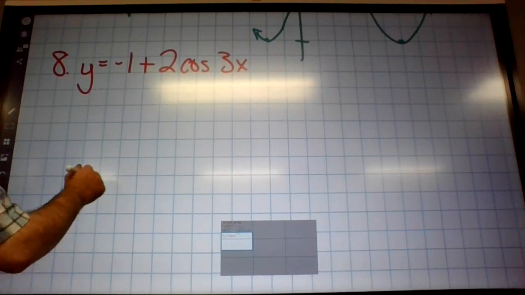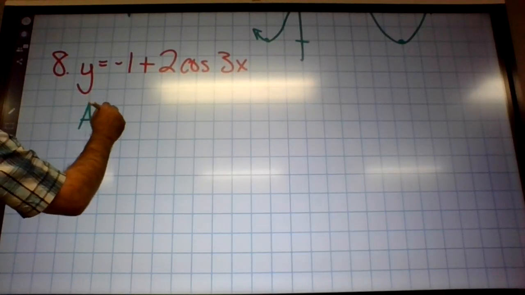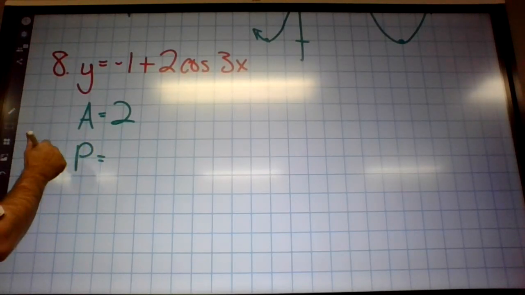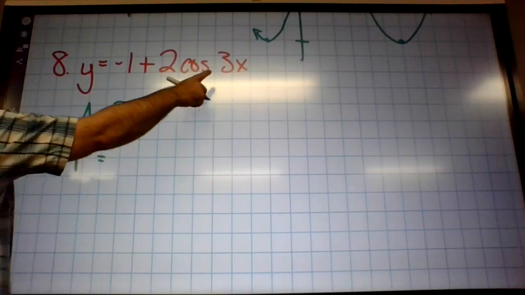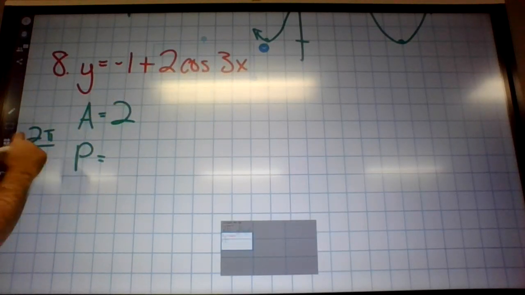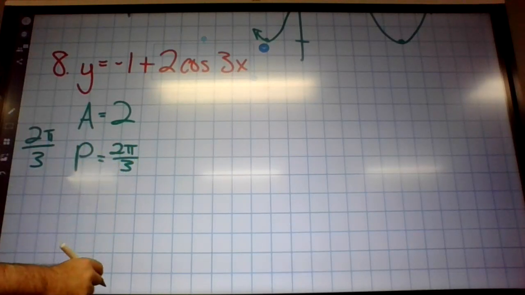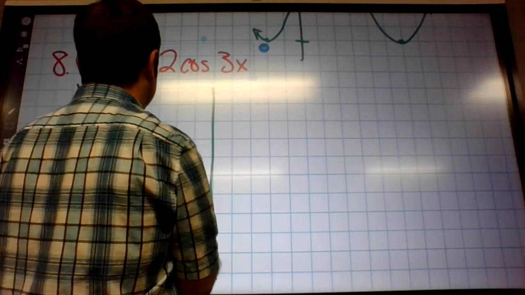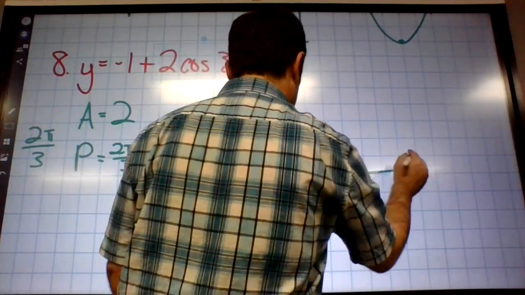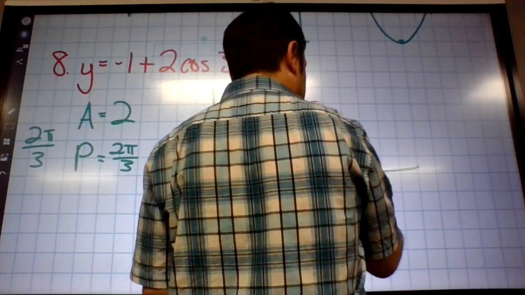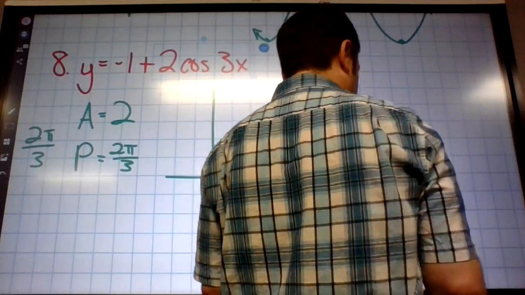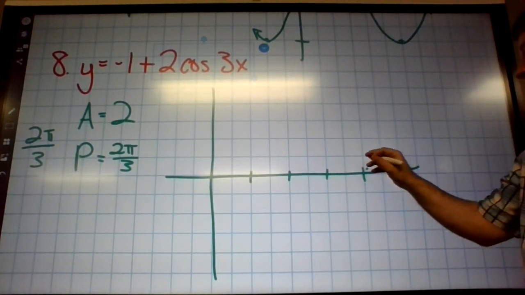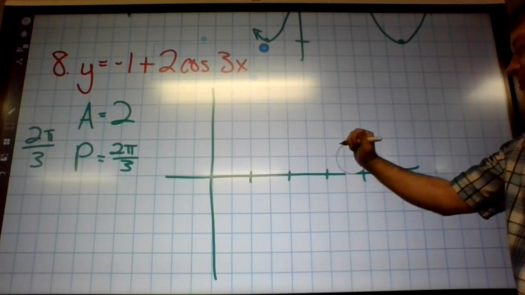Number 8. What is the amplitude? 2. Period? Oh, I'm sorry, 2 pi divided by this number for the x, the variable. Okay, that's a weird period, but it doesn't really matter because we're making our own graph. So on the 4th mark, I'm just going to call it 2 pi over 3. And you have to label your graph. You can't just expect me to know what this is.